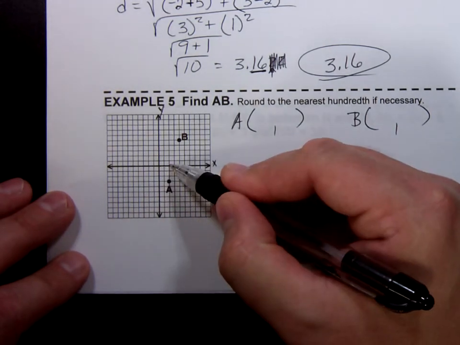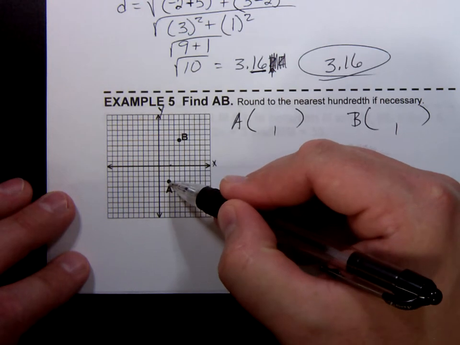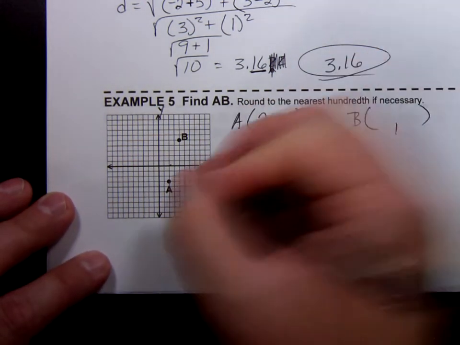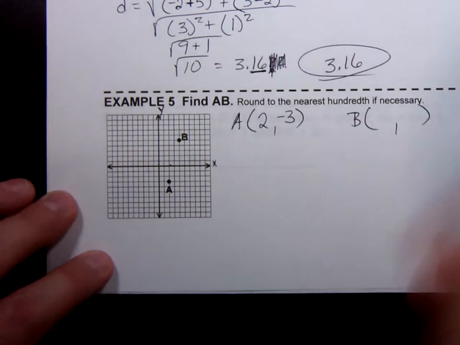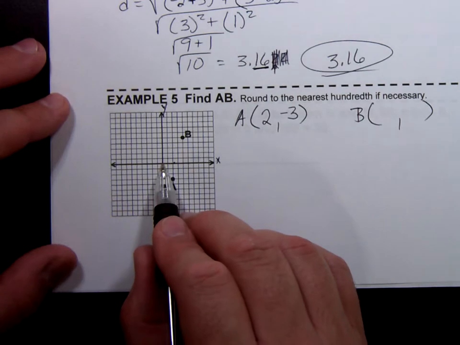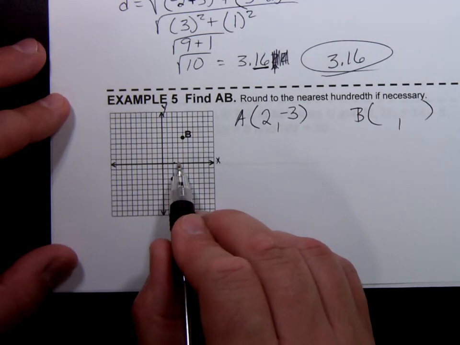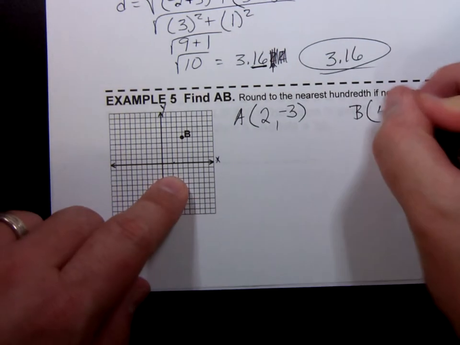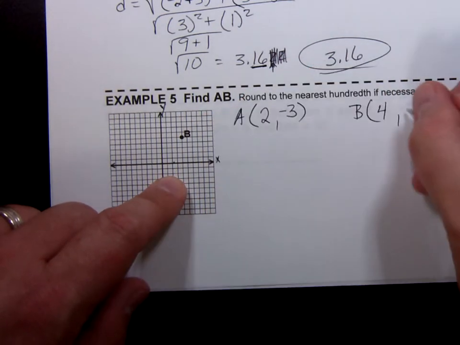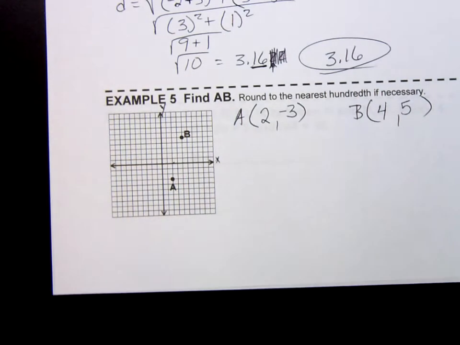y value is negative 3 because we went down 3. So the x value, we went 2 to the right, and we went down 3. It was a negative 3. For b, from the origin to get to b, we go right 1, 2, 3, 4. So the x value is 4. And then we go up 1, 2, 3, 4, 5. So the y value is 5. So there are the coordinates of the 2 points.